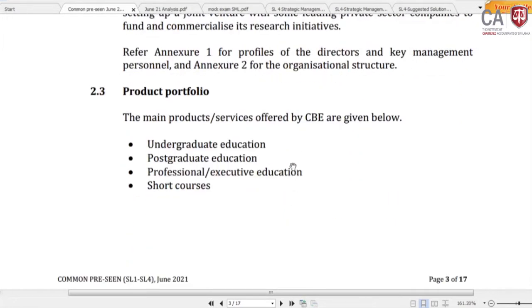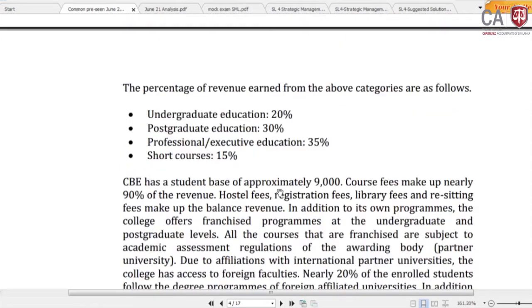Then product portfolio, they have 4 products mainly: undergraduate education, postgraduate education, professional executive education, short courses. If you look at the revenue percentage they get: undergraduate education 20%, postgraduate education 30%, professional external education 35%, short courses 15%. Right.